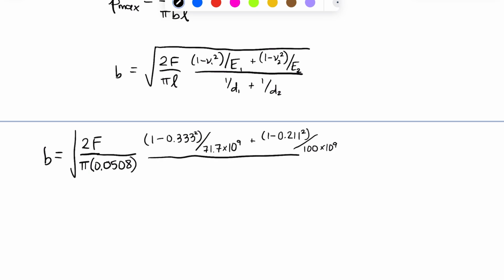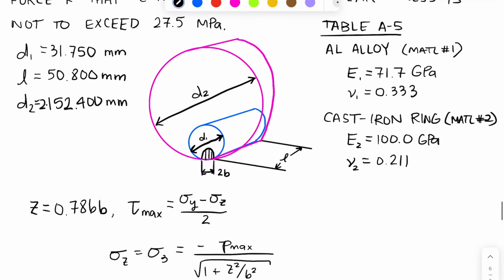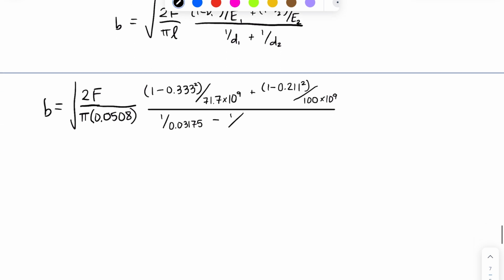All right, and all of that divided by 1 over the first diameter, which is 0.03175, minus 1 over the second diameter, which we need to do, remember it's 2 times 152.4 millimeters, so that ends up giving you 0.3048 meters.